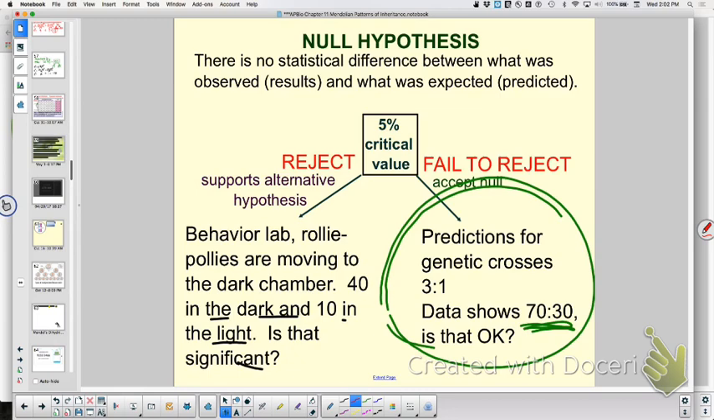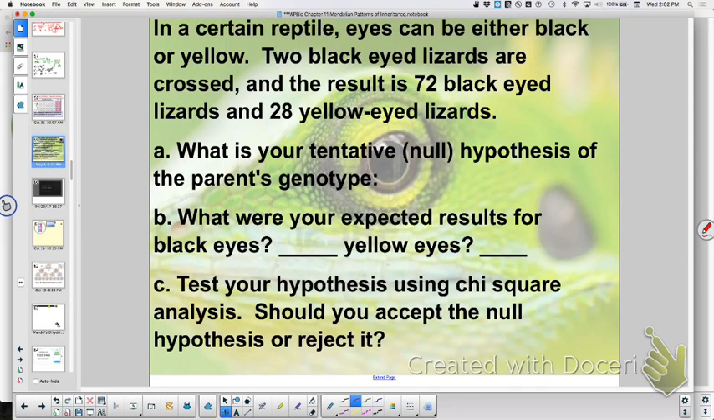Here is your example. Read through this. What would your null hypothesis be as far as what you expected? Read through it. I'm going to pause this for a minute. Okay, so come back to me. First thing you need to do is just don't get caught up in the numbers. Just understand the big picture. What do I have mating with each other?